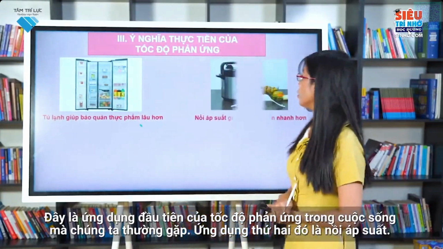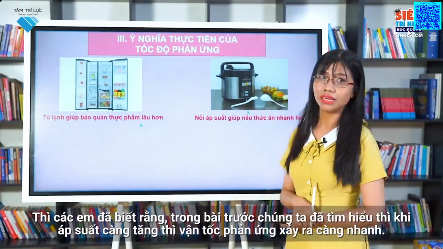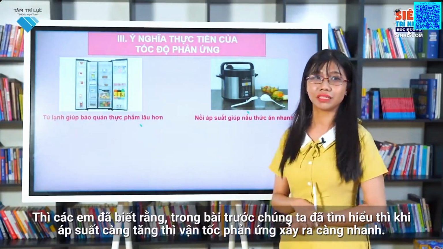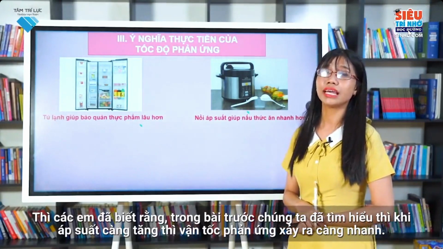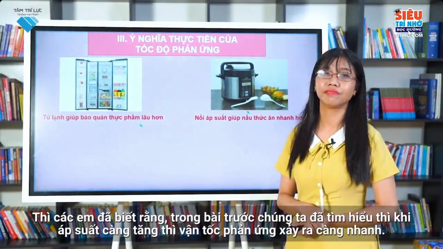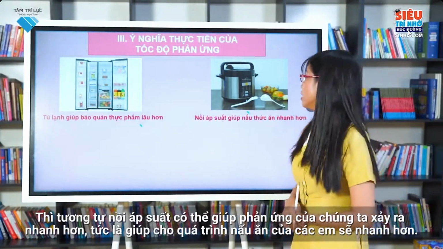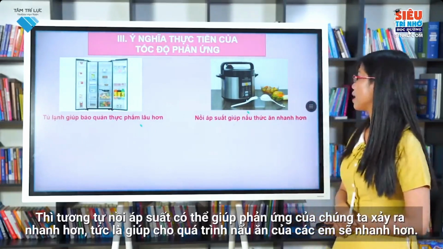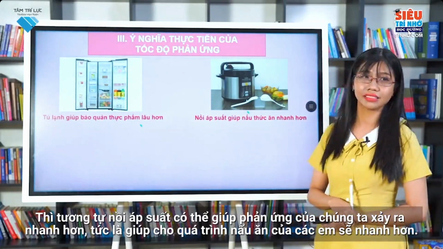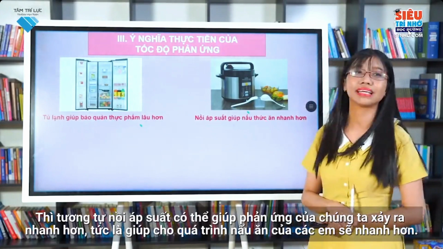The second application is the pressure cookers. As we learned in the previous lesson, when the pressure increases, the reaction rate increases too. Therefore, the pressure cookers can help the reaction process run faster. It means that it will help your cooking process run faster.